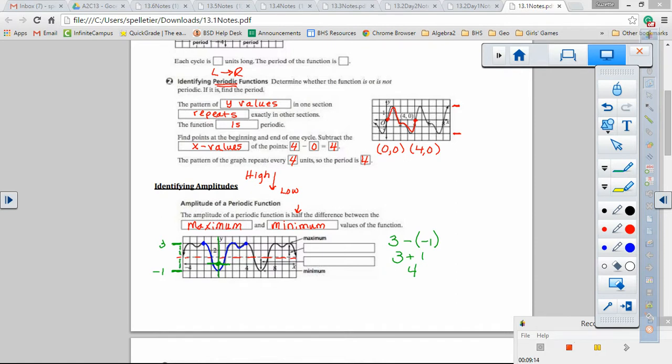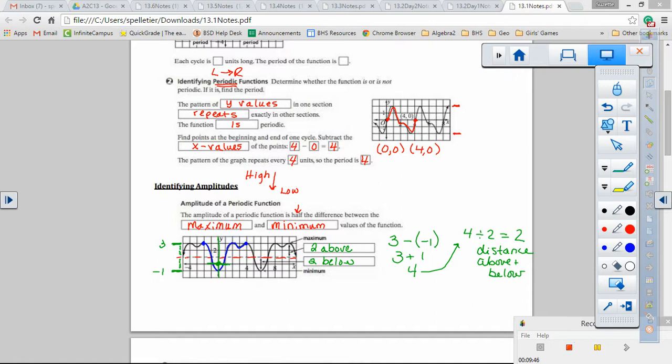And so the amplitude of the function is 2. It is 2 above center and 2 below center. So the amplitude is 2. You have to take this number of units and divide it by 2. That gives you the distance above and below that middle. That is your amplitude, okay?